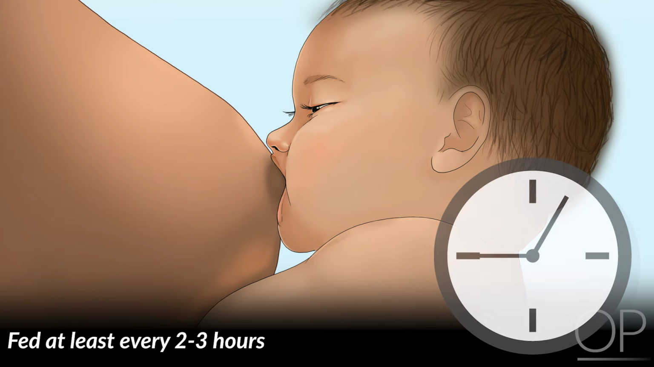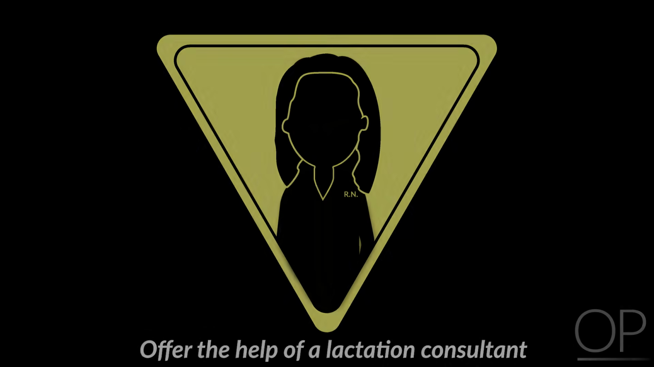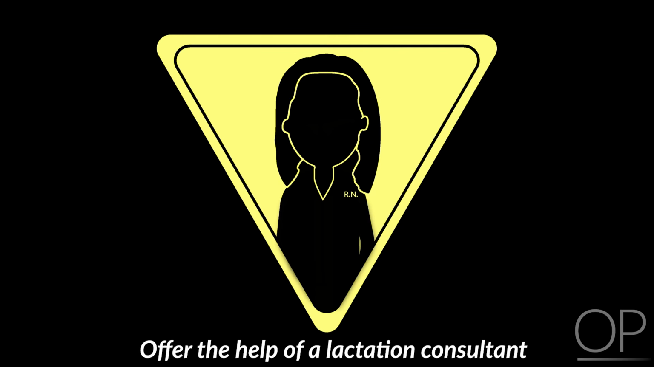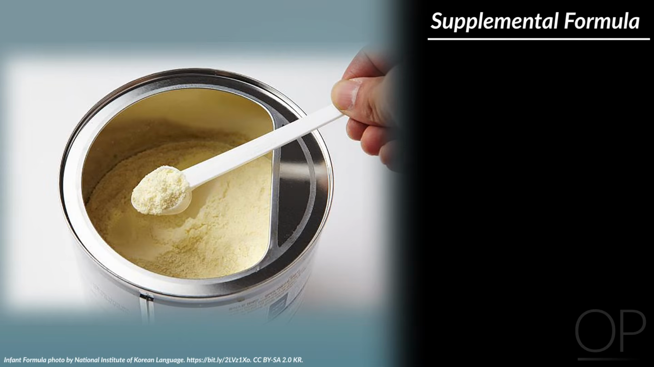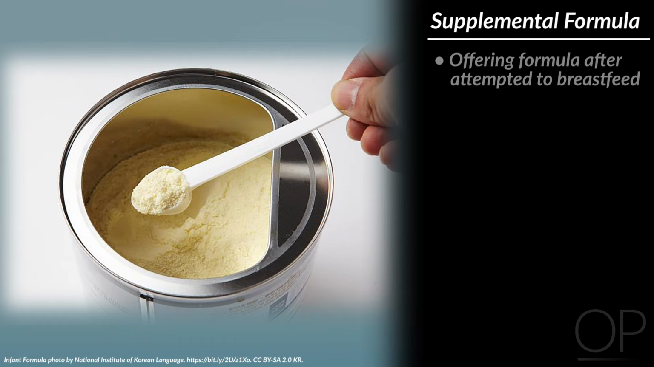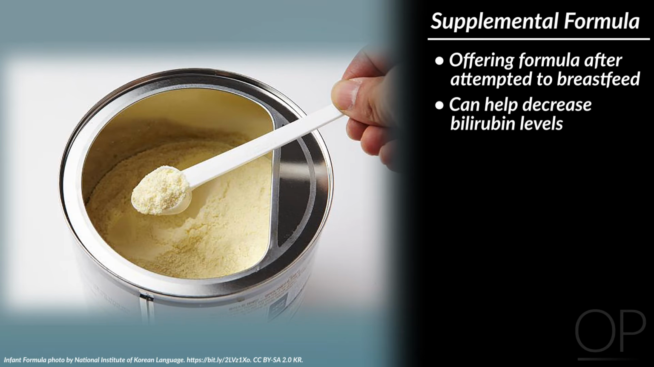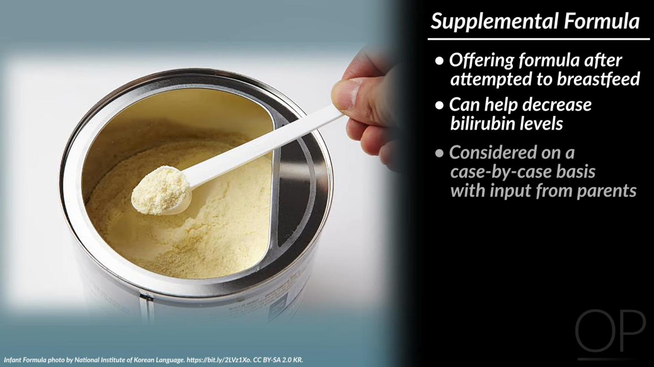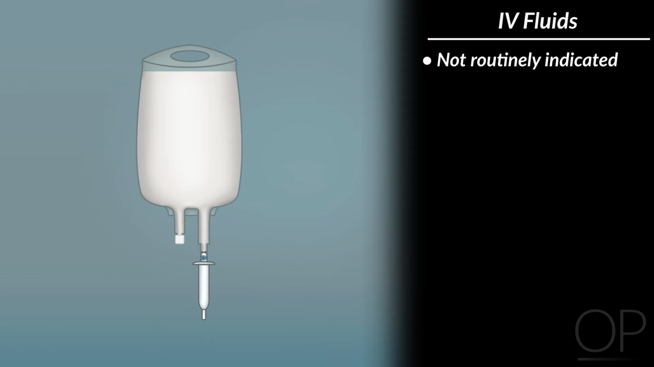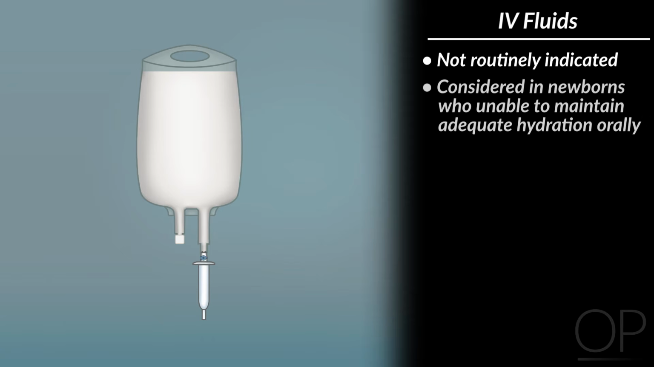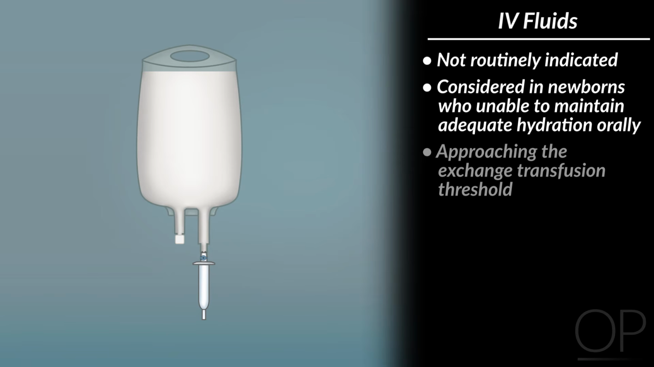Feeding is also critical to management. Infants should be fed at least every 2 to 3 hours. Breastfeeding mothers should be offered the help of a lactation consultant. Supplemental formula feeding, that is, offering formula after the baby has attempted to breastfeed, can help decrease bilirubin levels and may be considered on a case-by-case basis with input from parents. IV fluids are not routinely indicated in hyperbilirubinemia, but should be considered in newborns who are unable to maintain adequate hydration orally or are approaching the exchange transfusion threshold.